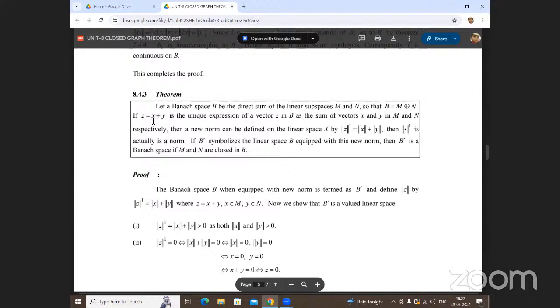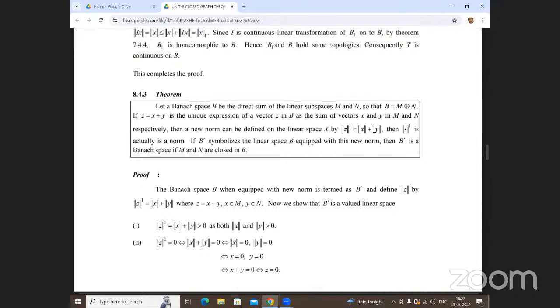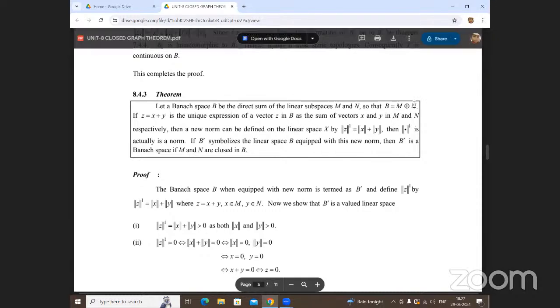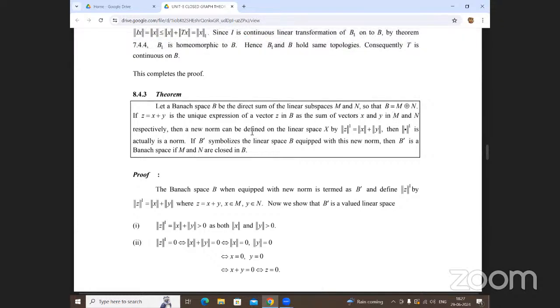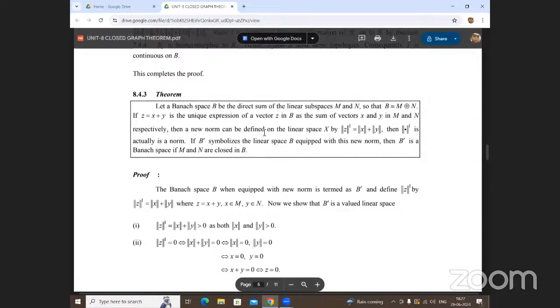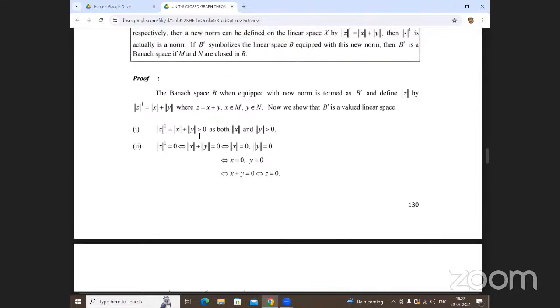So unique representation means the sum of any two variables in the unique expression is, say, z, where z is any one of the vectors in capital B. And in the direct product, this is the direct sum in between the two linear subspaces of capital B. Here M and N are both closed in capital B, and B dash is also a Banach space.